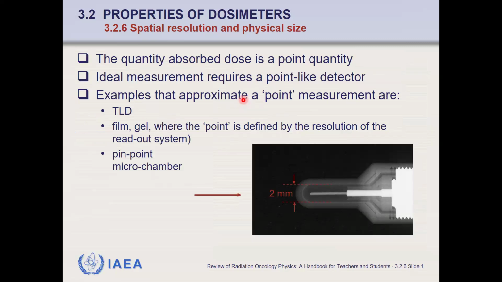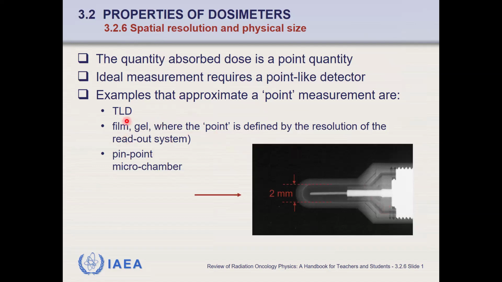The spatial resolution and physical size. The quantity absorbed dose is a point quantity. We have what's called the quantity absorbed dose, and this is a point quantity. The ideal measurement requires a point-like detector, as you see here in the figure. We have here in this figure a point-like detector.